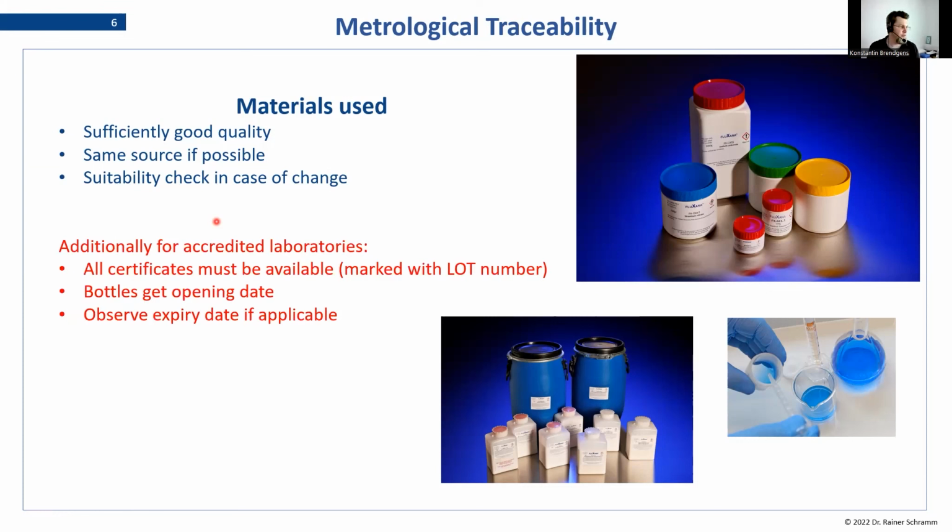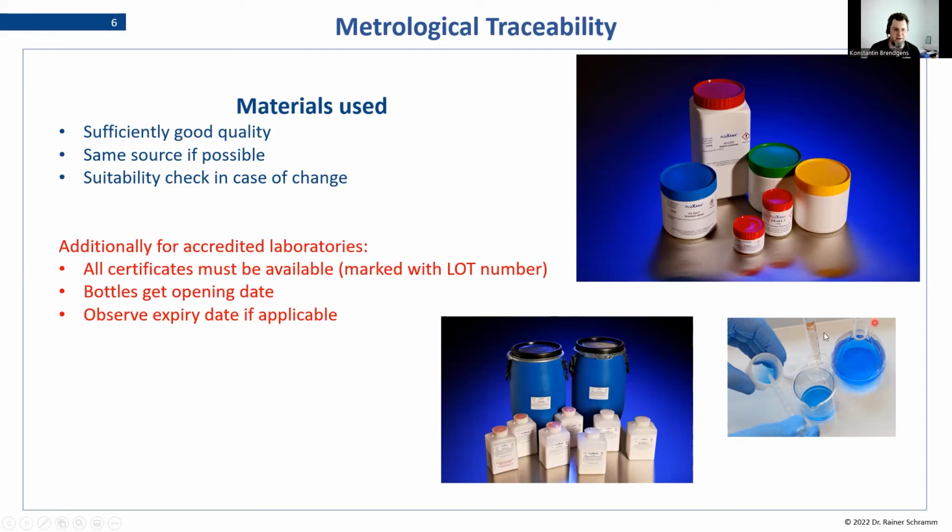Again, some additional rules apply for accredited laboratories. We have to have the full documentation for all materials used. That includes the lot number. So let's say you're always using the same chemical material, you have to have a specific certificate for each lot number when you change batches.